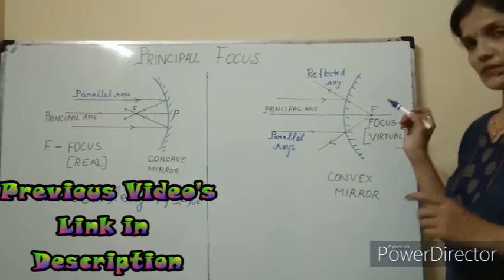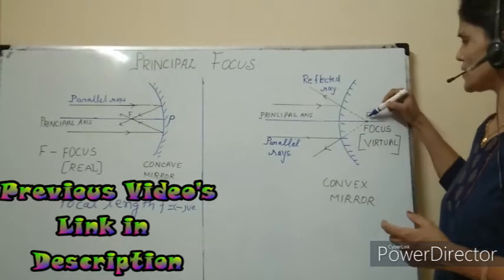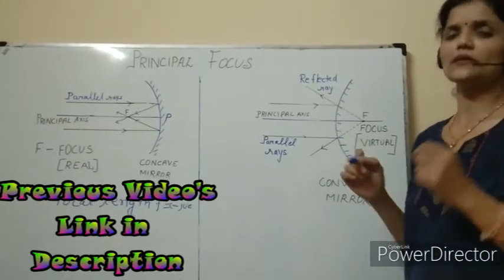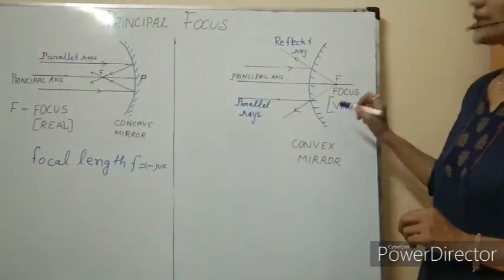Otherwise, I have experience of seeing the copies of students. Many a time, for this particular diagram, hardly 20% of students draw it correctly. The focal length of a convex mirror is always positive.